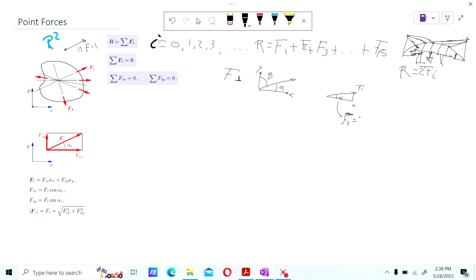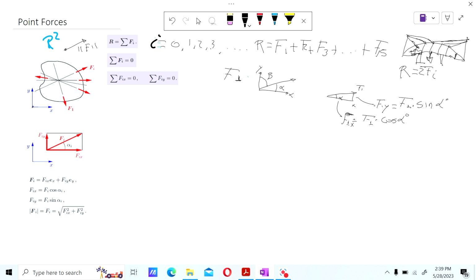equals, or F1 in x, I would say, the magnitude times cosine of alpha. And this is F1 in y, equal to the magnitude times sine alpha. So that's very simple. This is in degrees, okay, not in radians.